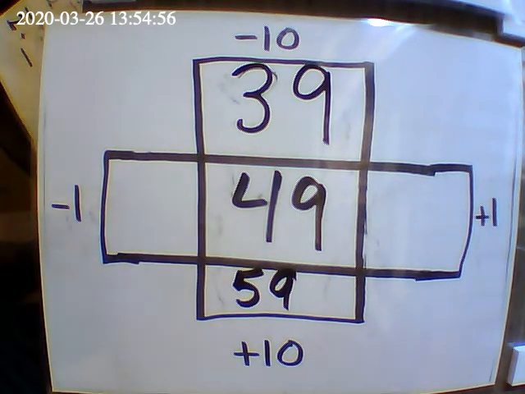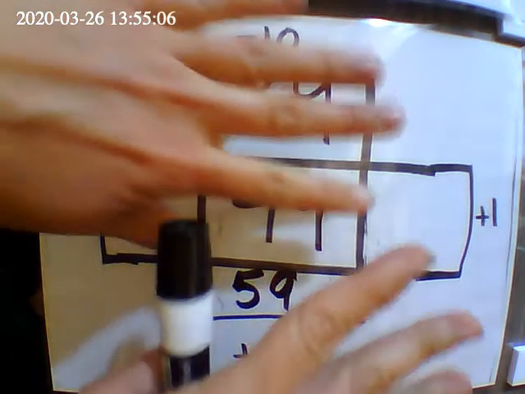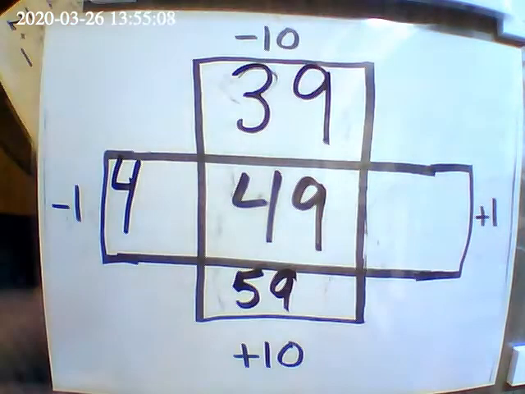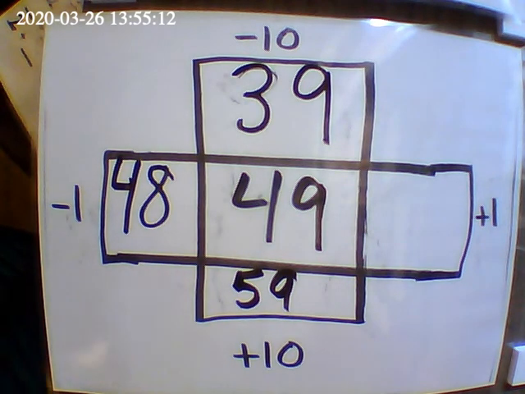Now we're at 49 minus 1. So we had 9 ones. So we're focusing on the ones, so the tens are going to stay the same this time. And we have 9 ones. So almost all your fingers. You're going to take 1 away, and you're going to have 8. 49 minus 1 is 48.